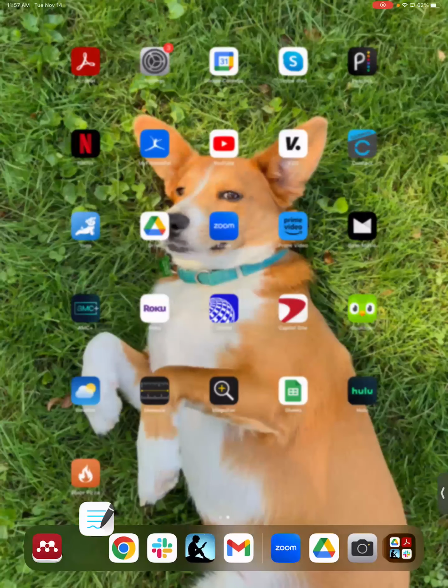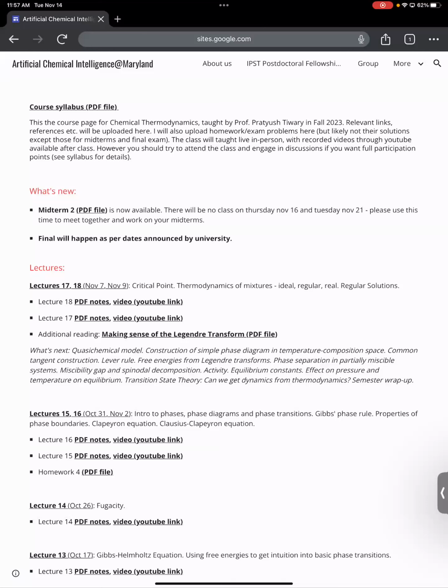After Thanksgiving, we'll talk more about phase diagrams. We did the quasi-chemical model today. We are going to talk about construction of simple phase diagrams and the common tangent construction, which we'll probably see after Thanksgiving, and the lever rule. Then I want to take a slight step back and talk about Legendre transforms and connect free energies with each other. I skipped it deliberately because I wanted to give you these practical things that are useful, and then go back to Legendre transforms.